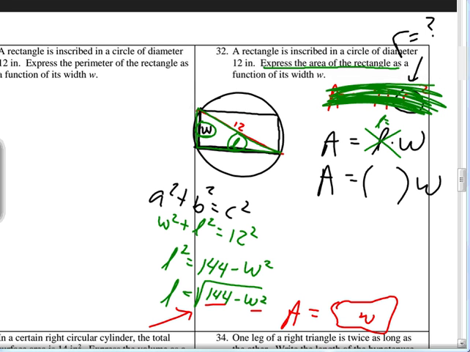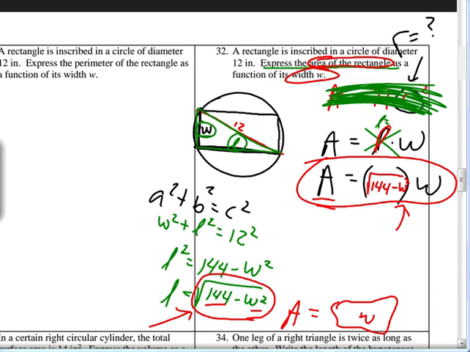So that was a lot of work. But now I know that L is equal to all that, so I can take this L right here and replace it with all this. Square root of 144 minus w squared. All right. Whew, that was nasty. But how do I know I'm right? In the end, they wanted the area of the rectangle, A, as a function of its width. It only has w's in the formula. So that's how you know you're done, is if you've got the area.